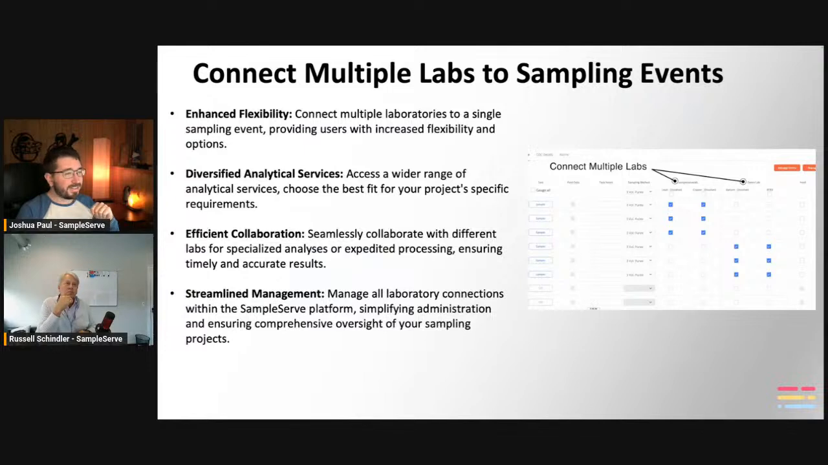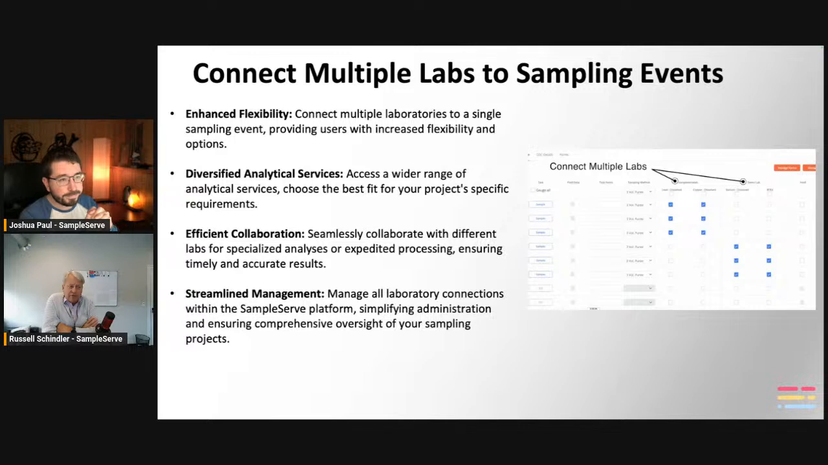And then this kind of goes with chain of custody as well. We've implemented a new feature where now you can connect 2, 3, 4, 5, how many labs you want on one sampling event. So Russell, tell us about some of the situations where a company does sampling and deals with multiple labs when they're out in the field.